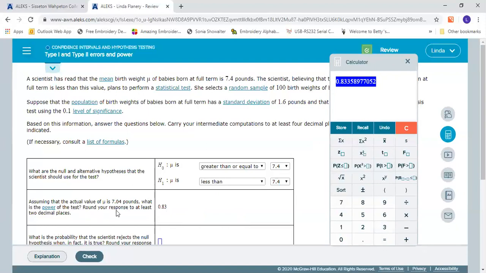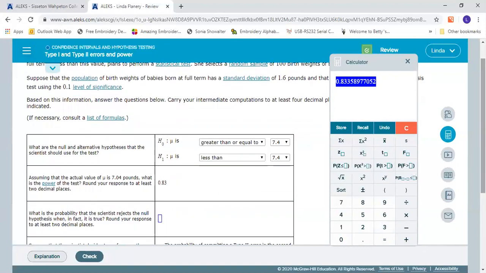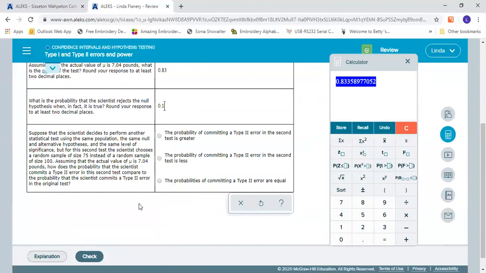On the next part, the probability that the scientist rejects the null hypothesis when in fact it's true, that is committing a type 1 error. The probability of committing a type 1 error is your level of significance, which in this case is 0.1. And then this part down here.